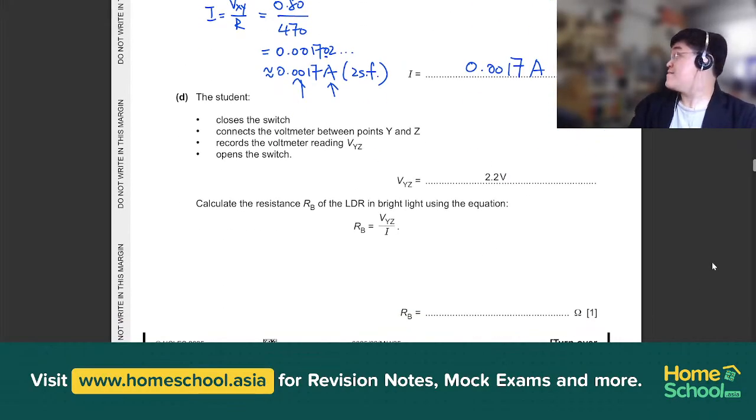Fantastic. Now, let's move on to part D. In part D, the student once again closes the switch and then connects the voltmeter between points Y and Z.